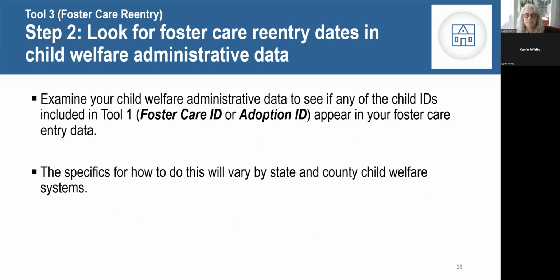The title of this slide is Step 2, Look for Foster Care Reentry Dates in Child Welfare Administrative Data. Just as a reminder, Step 1 remains the same for all tools. You will want to examine your child welfare administrative data to see if any of the child IDs, foster care ID or adoption ID, appear in your foster care entry data. The specifics for how to do this will vary by state and county child welfare systems. Next.